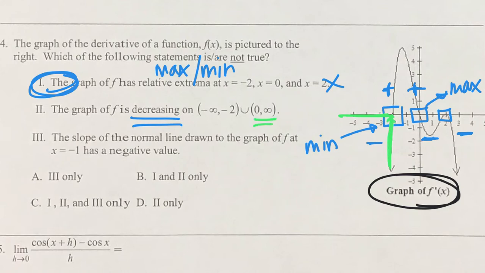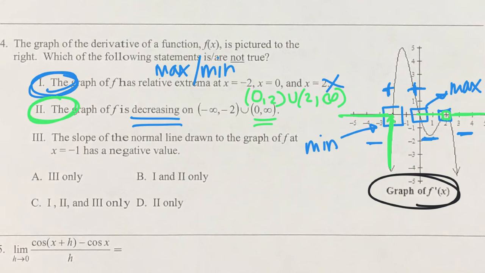And from 0 to infinity, okay, there's a problem here because at positive 2, the graph is not decreasing. So this one is also incorrect. It should be from 0 to 2, union 2 to infinity, okay, to be correct. So that means that number 2 is also not true, because you should write your interval better.